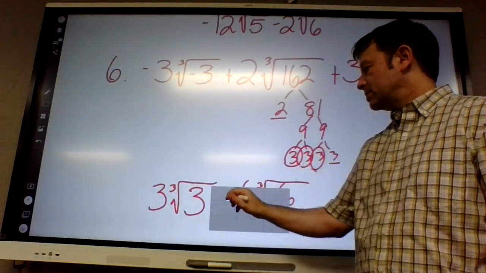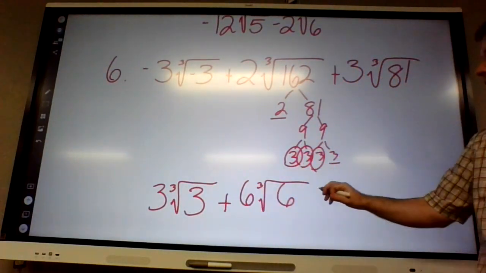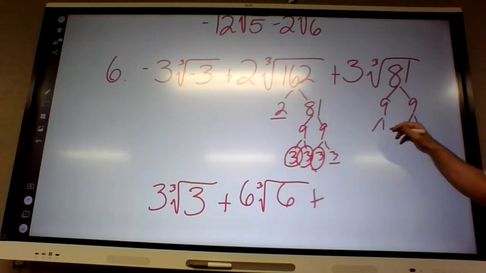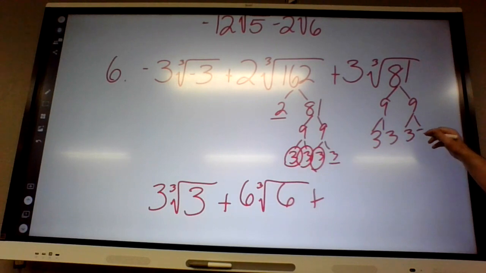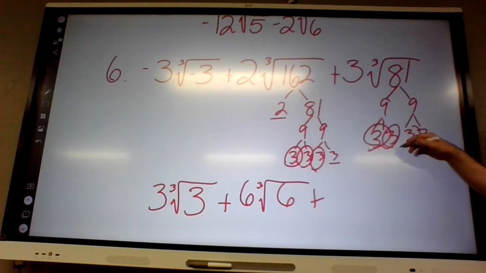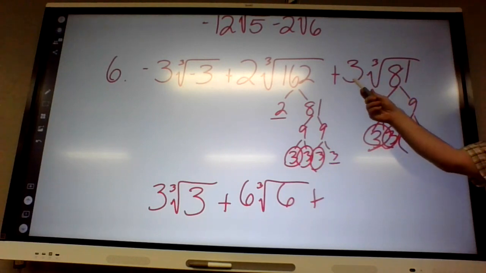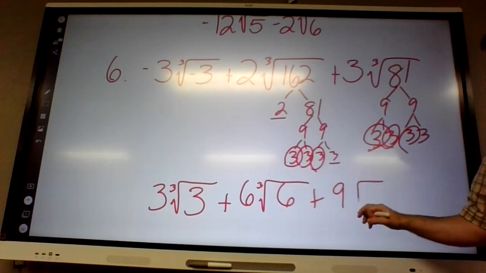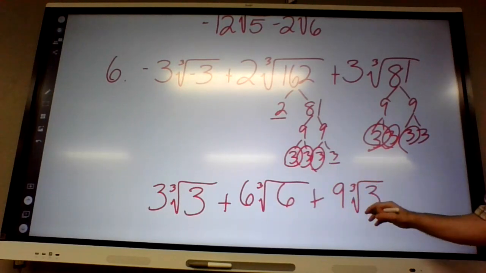Swing and a miss. And this one will be 3 cubed root of 3, and there's a 3 in front of that one. So 3 times 3 is 9 cubed root of 3.